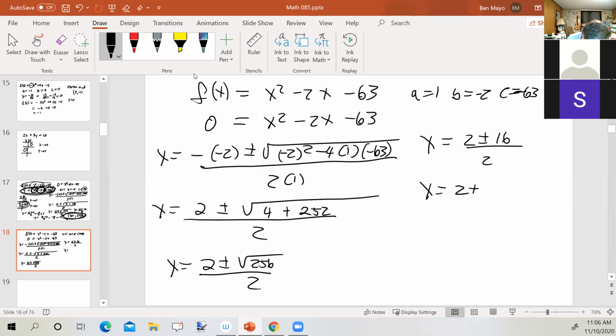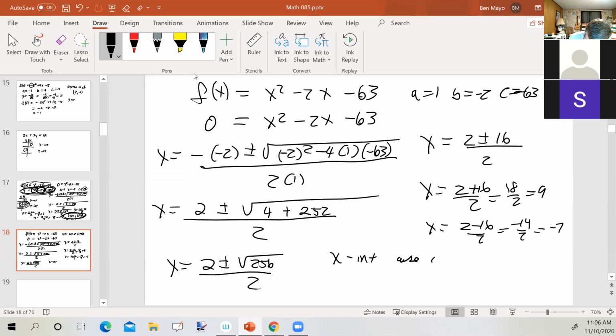So x is 2 plus 16 over 2, which is 18 over 2, which is 9. X is 2 minus 16 over 2, which is negative 14 over 2, which is negative 7. So the x-intercepts are at (9, 0) and (-7, 0). All right.